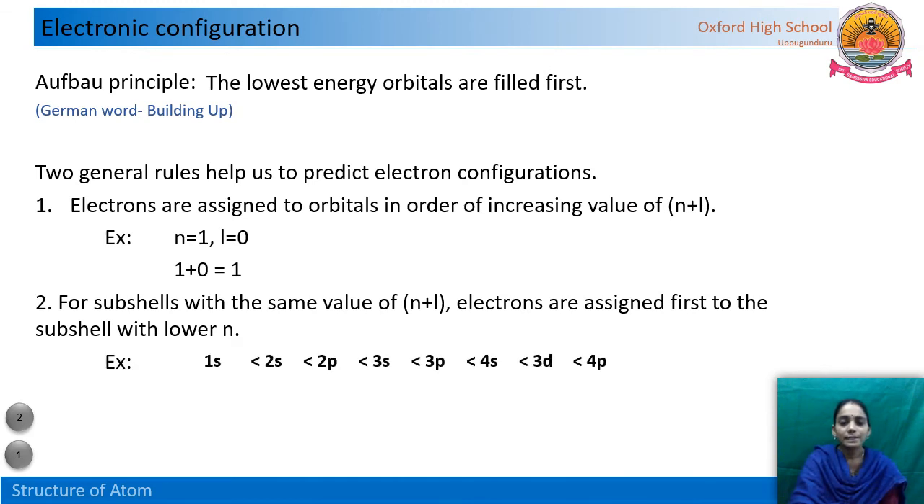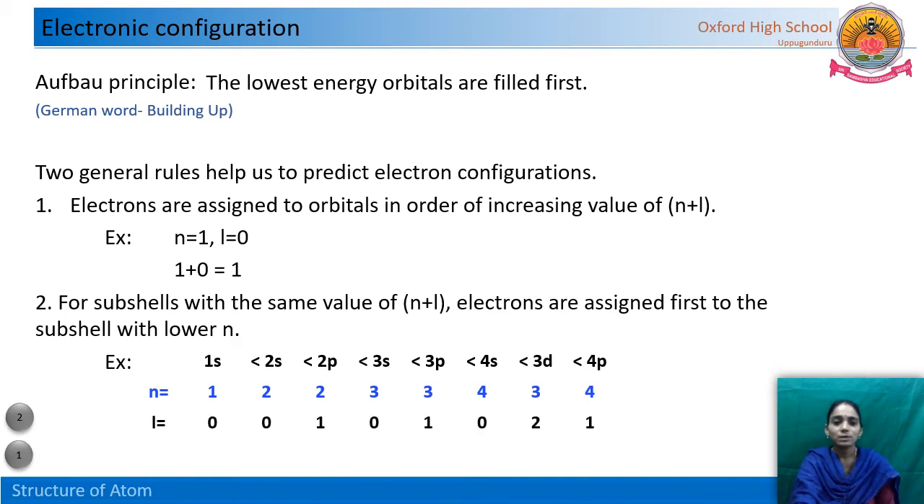Let us take an example, and this is the order. Just now we have seen this is the increasing order of the n plus l values. Let us write the n values here, the principal quantum numbers, and the l values. l is nothing but n minus 1. So we can calculate the n plus l values. These are the n plus l values for 1s, 2s, 2p, 3s, 3p, 4s, 3d and 4p.